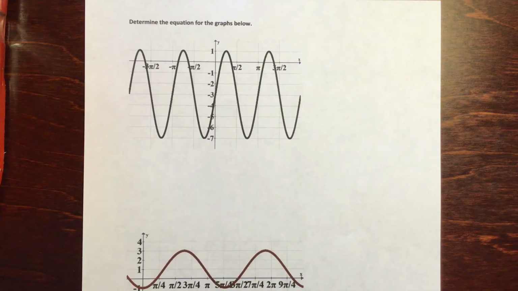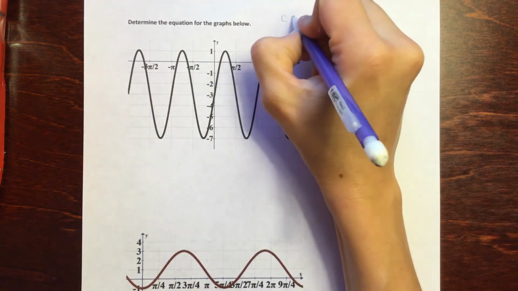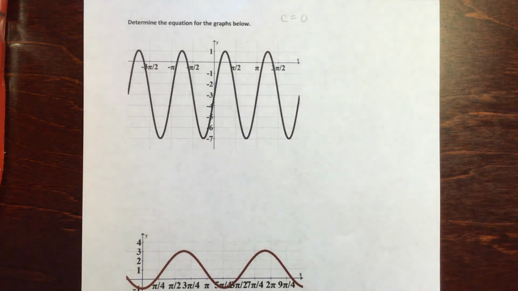If I give you a graph, can you figure out what the equation is? For simplicity's sake, for all of these, we're going to have our C value equal to 0, because if we can move our graph left and right, it opens the doors for a lot of possibilities that we don't really need to get into right now.